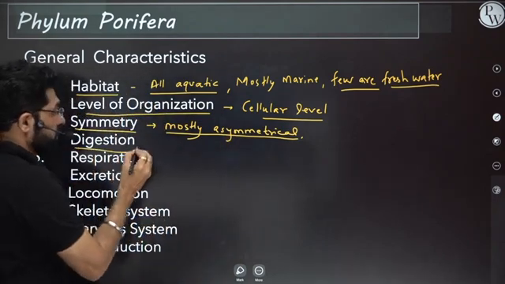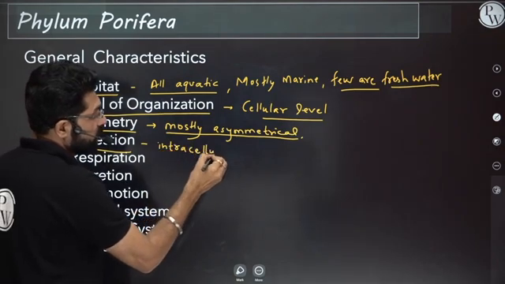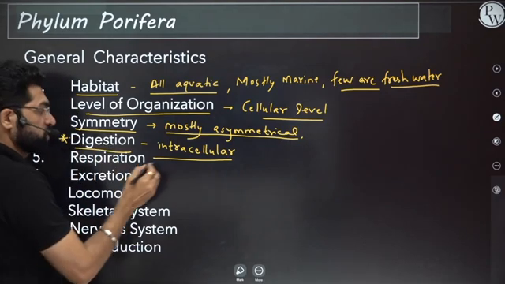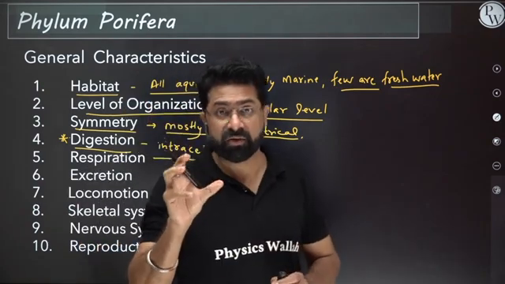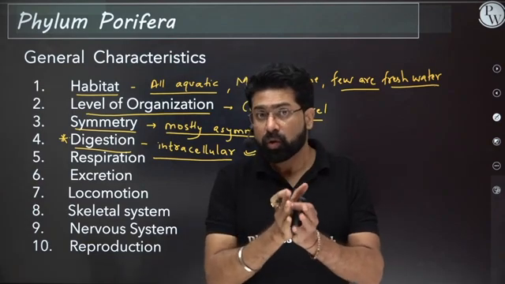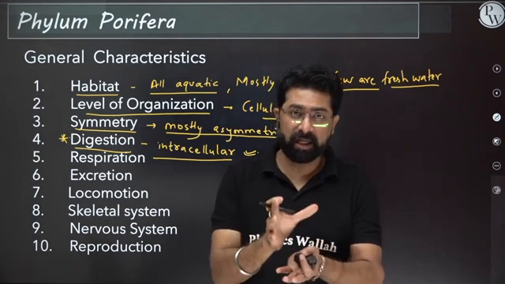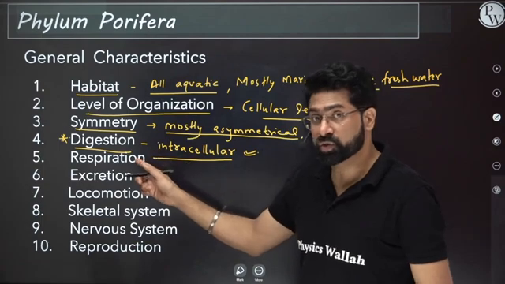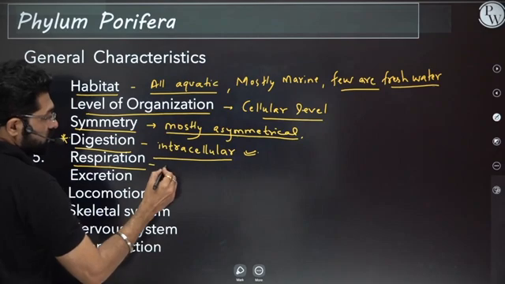Next is digestion. Digestion is always and always intracellular. Please make it an important point here. This is an important point because this question is usually asked. Digestion in sponges is intracellular. It takes place inside the amoebocytes and collar cells. Partial digestion takes place in collar cells and partial digestion in amoebocytes. Please be very careful for this question. Respiration is through body surface.